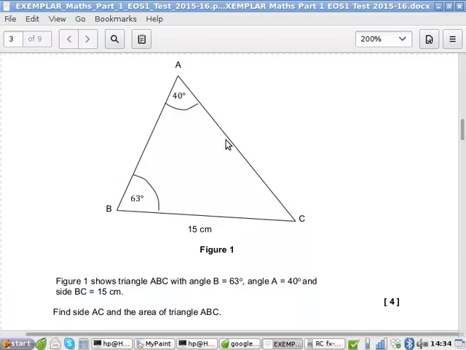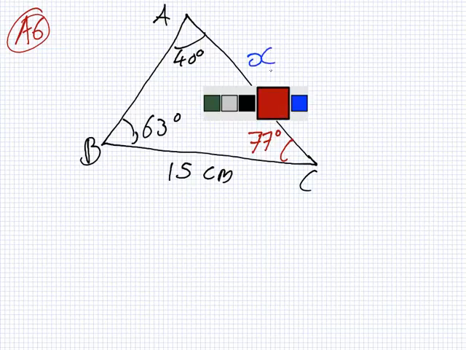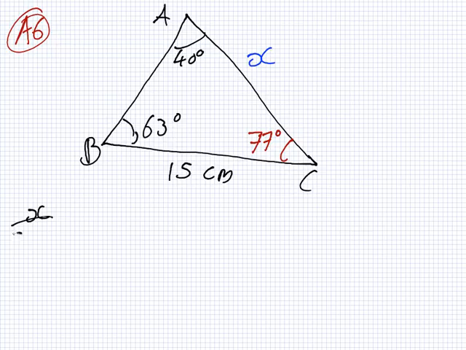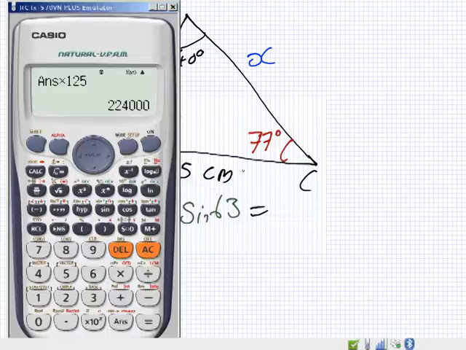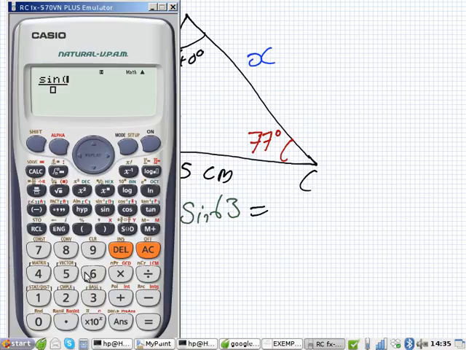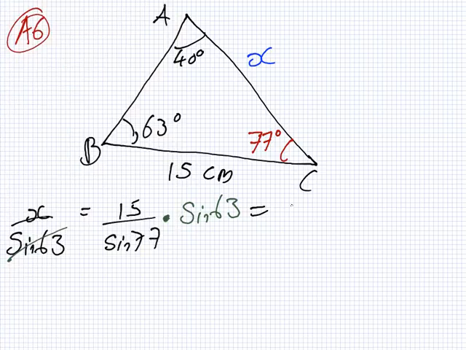And the side we want is AC, which is this side, so I'll call that X. So using the sine rule, I have X over sine 63 equals 15 over sine 77. Cross that out and bring it up here, and put that in on the calculator. Sine 63 over sine 77 multiplied by 15. And you get 13.7 centimeters. Yeah?